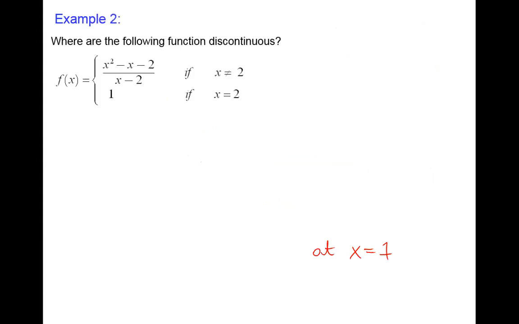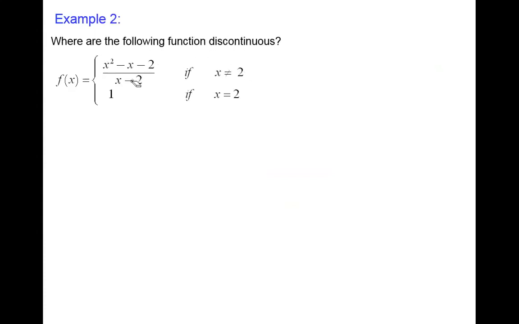Now let's look at a question like that: where are the following functions discontinuous? We have two pieces. One of them is the rational function, and it's defined everywhere, but not at 2. And the value 1 is defined only at 2. That means this is probably like a dot. At 2 the value is 1, and the curve will be everywhere, but not at 2.